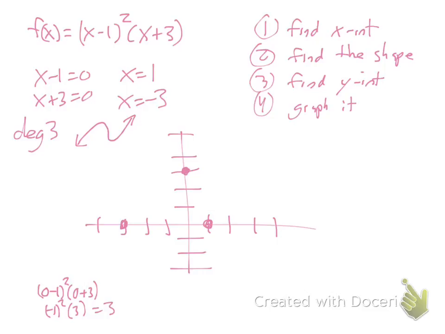Now we can graph it. This is where it's going to have to bounce, pass or hesitate. Going back up to our x-intercepts, they had different exponents on them. The x-intercept at 1, x minus 1, had a square on it. That's even. All even exponents will bounce. Negative 3, on the other hand, had an exponent of 1. And that's just going to pass.